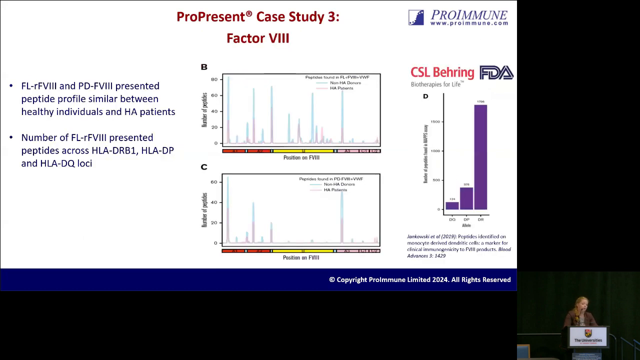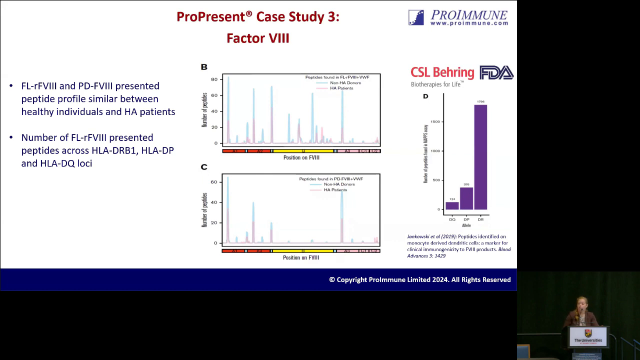The third case study also helps to address a couple of very important questions pertaining to MAPS. One, which was discussed yesterday, and that is, why do we use healthy donors in this type of study? So this is a project with CSL Behring and the FDA, in which we were looking at presentation from a full-length recombinant factor VIII, as well as a platelet-derived factor VIII in the presence of von Willebrand factor.